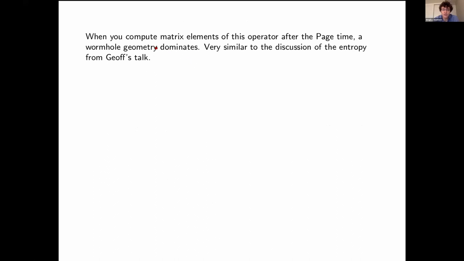And when you compute matrix elements of this operator after the Page time, a wormhole geometry dominates the computation. And I'm not going to show this to you in detail because it's very similar to the discussion of the entropy in Jeff's talk. In particular, the interplay between the K parameter and the e to the minus S naught parameter is the same. I also want to mention that this operator is highly state dependent in a way that was anticipated in earlier work by Papadodimas and Raju and by Verlinde and Verlinde.